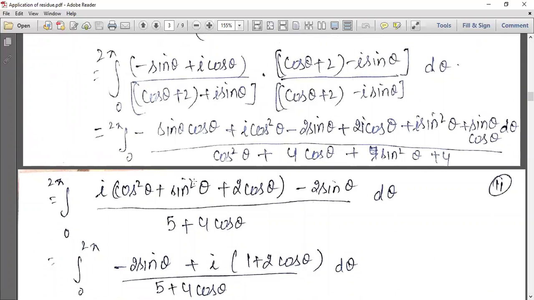So here also I will separate my real and the imaginary parts. First term is minus sine theta cos theta, and the last term is plus sine theta cos theta, so these two terms will get cancelled. Now my imaginary part contains cos square theta, this one 2 cos theta, and one more term, sine square theta. And the real part has only one term, minus 2 sine theta. In the denominator, cos square theta plus sine square theta is 1. So this will become 4 cos theta plus 4 plus 1, which will give you 5.